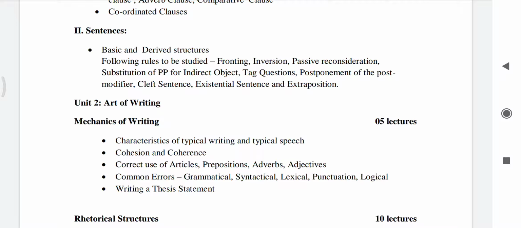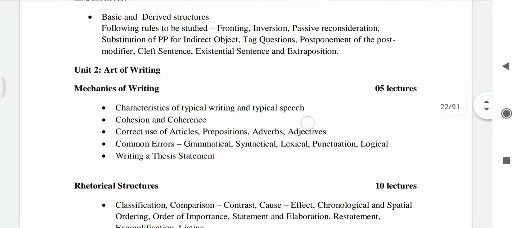At the same time, we are going to study the following rules. These rules are used in fronting, inversion, passive transformation, substitution of prepositional phrases for indirect object, tag questions, postponement of post-modifier, cleft sentence, existential sentence, extraposition. So we just need to understand what rules come up.